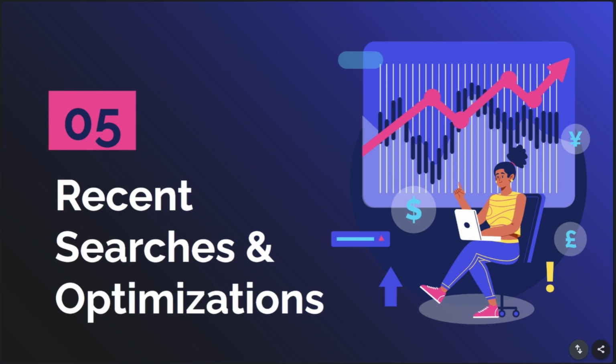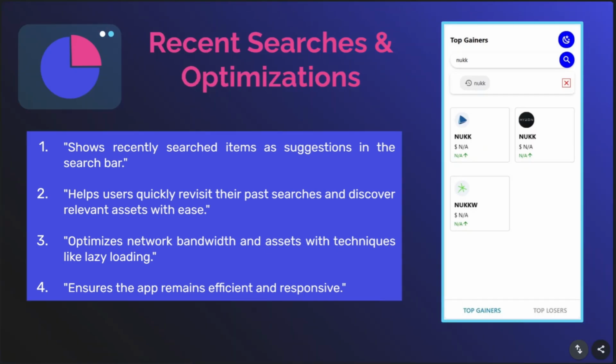Now the fifth point is recent search and optimization. So basically in the recent search and optimization, we are showing you the recently searched items as suggestions in the search bar. This helps users quickly revisit their past searches and discover relevant assets with ease. This optimizes network bandwidth and assets with caching techniques and lazy loading. This ensures the app remains efficient and responsive. Actually in the recent search you have a cross at the end, so you can cross it out. And for example, I am searching for IBM. So I will get the recent searches just behind the search bar.